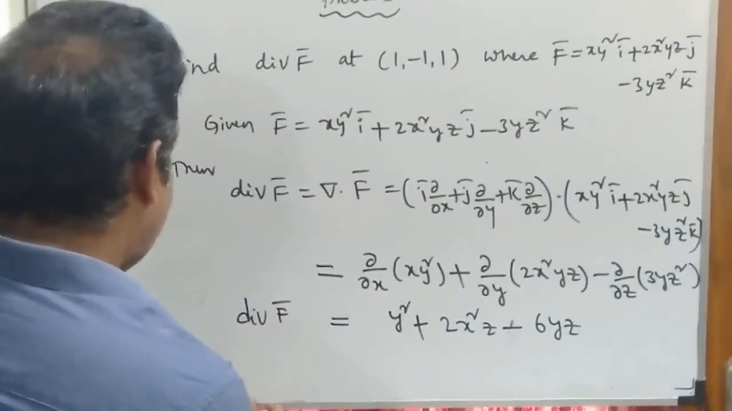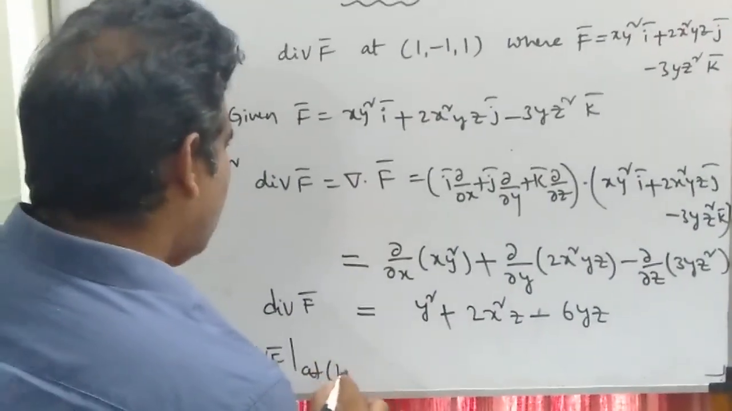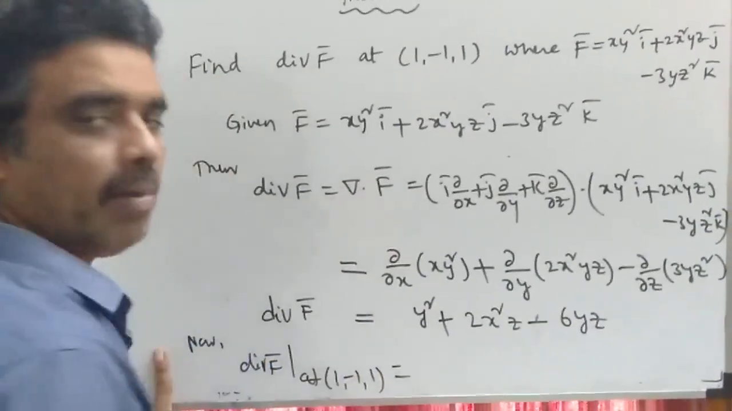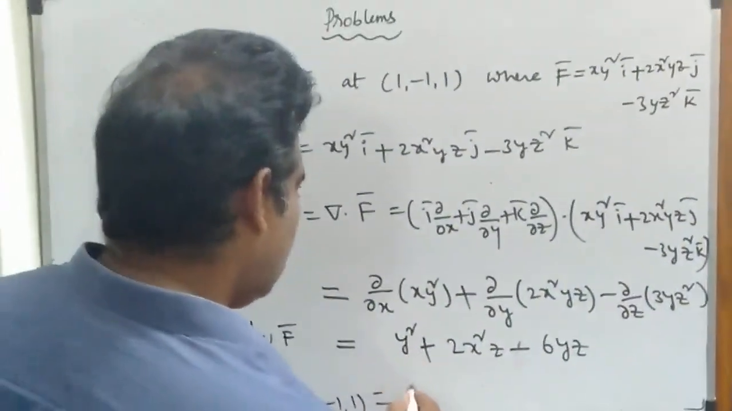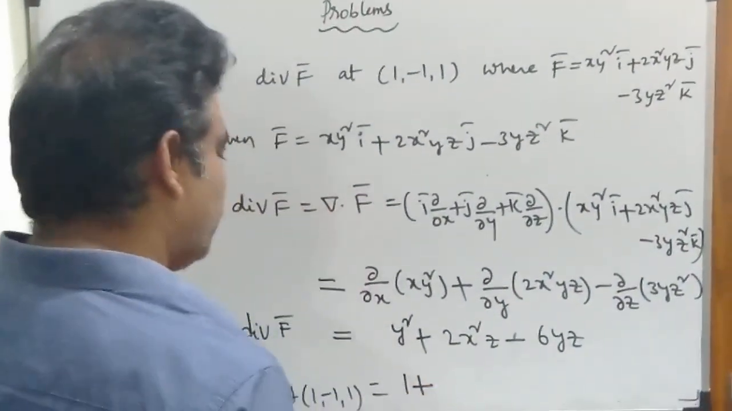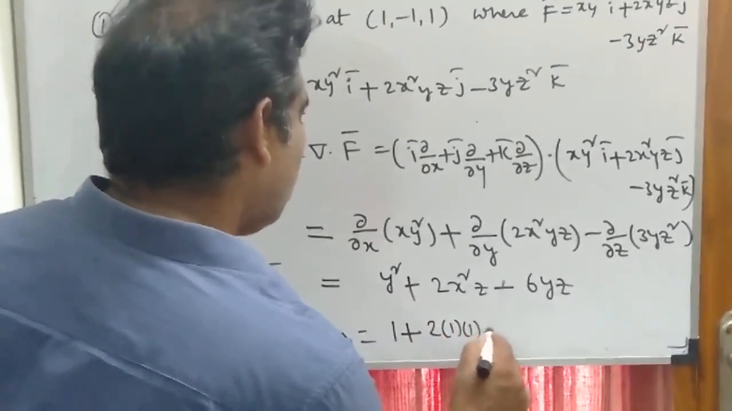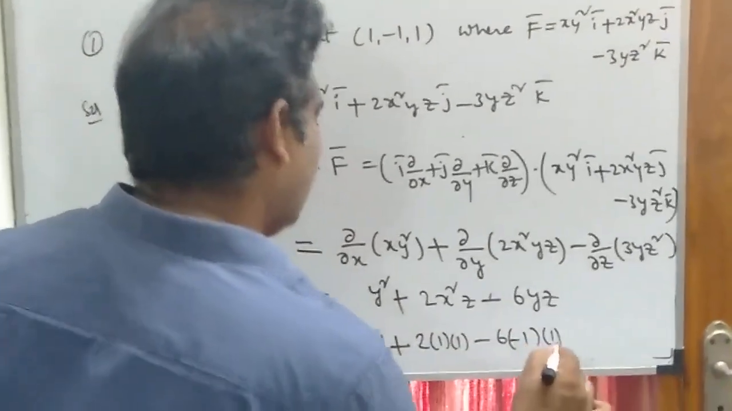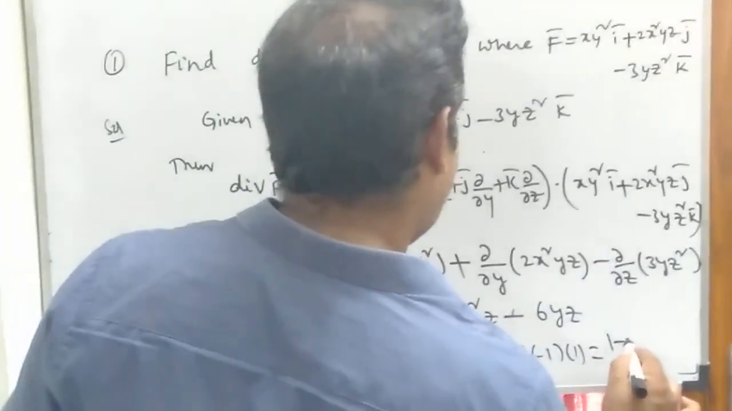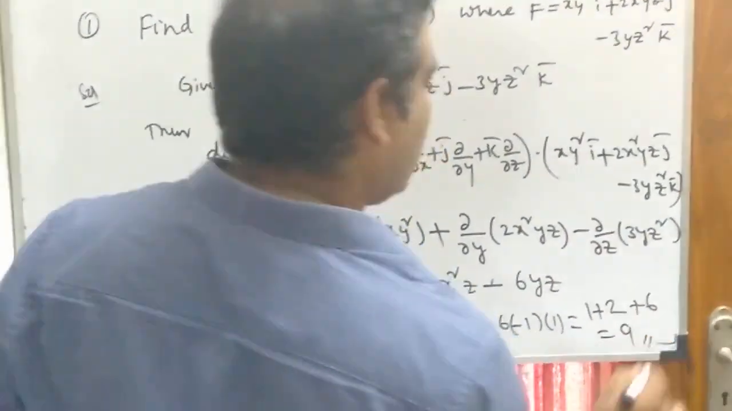Now our requirement is div f bar at the point 1 comma minus 1 comma 1. So substituting the point, y is minus 1, so minus 1 whole square plus 1, 2 into 1 into 1, minus 6 into y minus 1 and z is 1, which is equal to 1 plus 2 plus 6. The value is equal to 9.